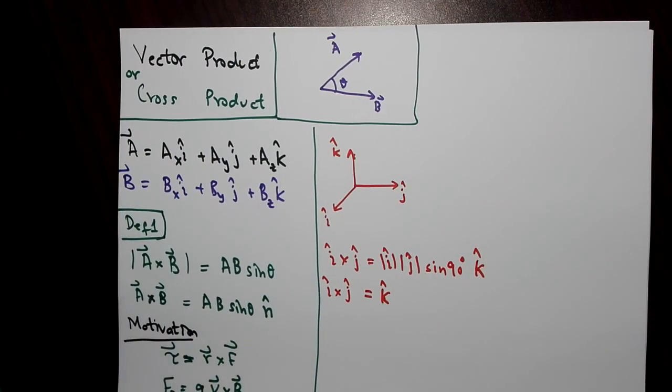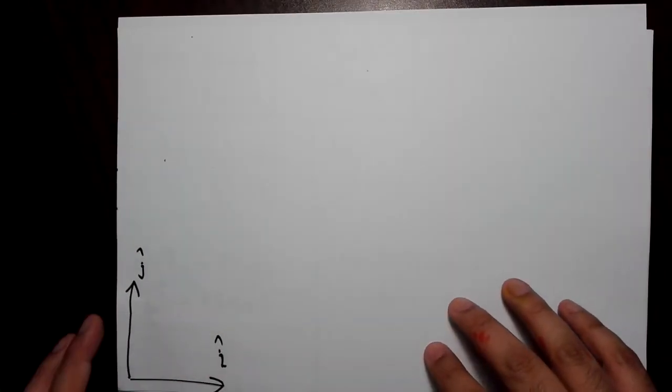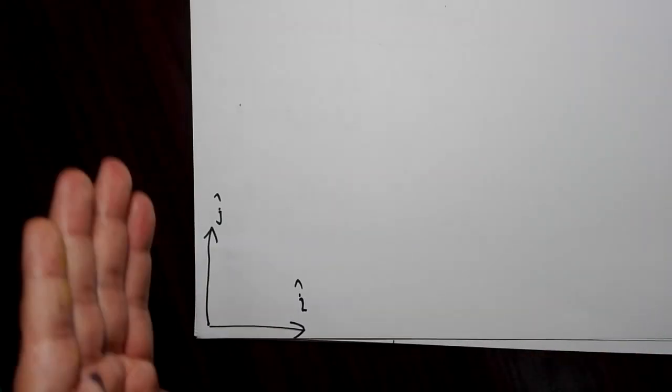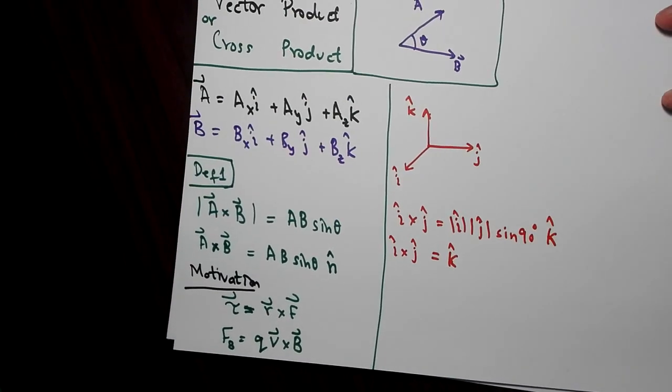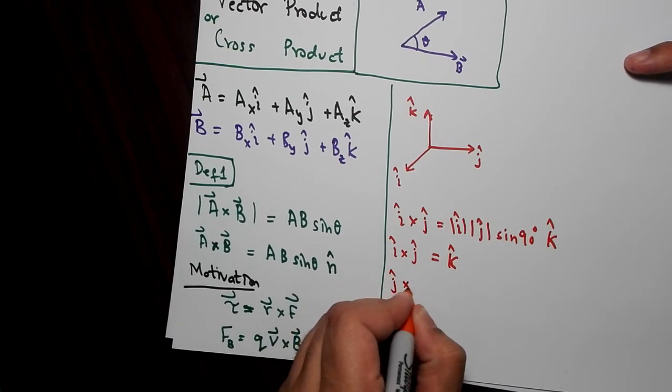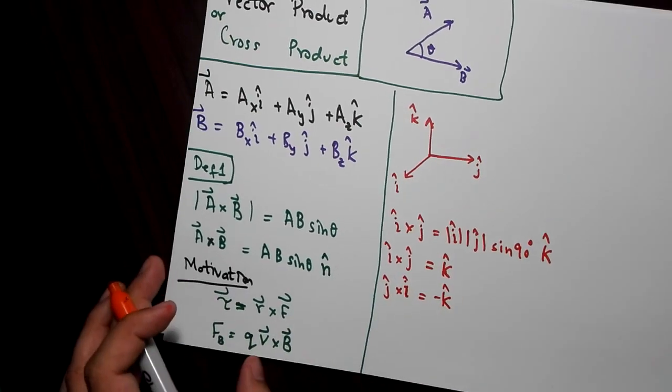And if you do it the other way, if you do j cross i, you get j, and then you curl towards i. Your thumb points into the page, so that gives you negative k. So j cross i is negative k hat.